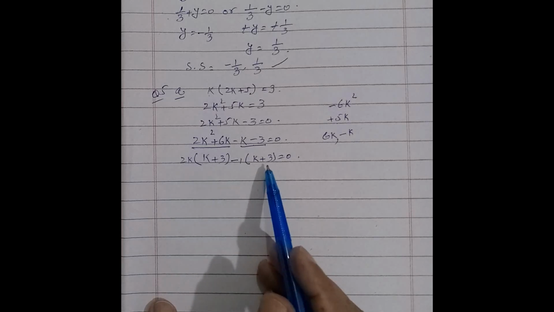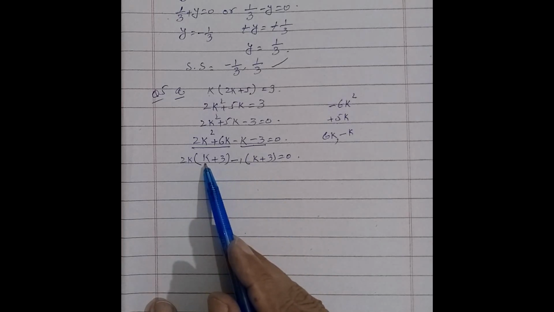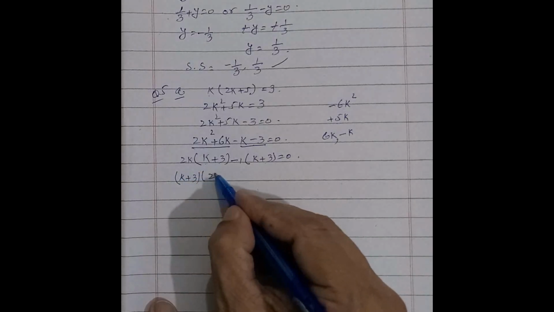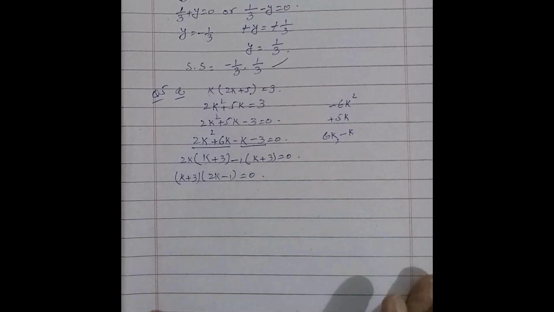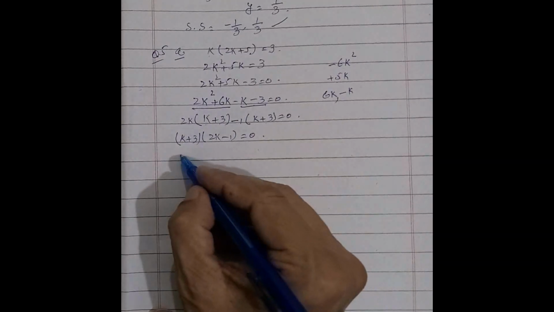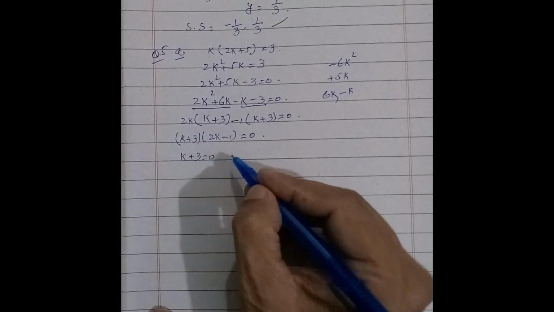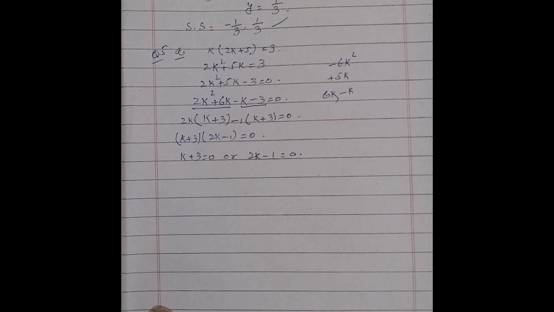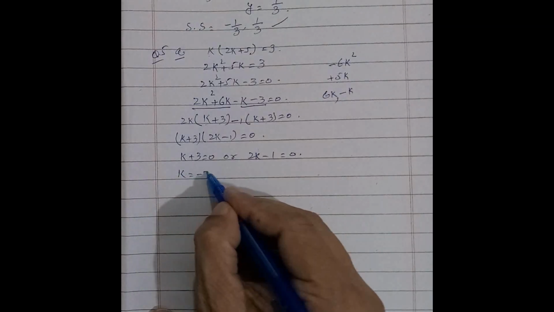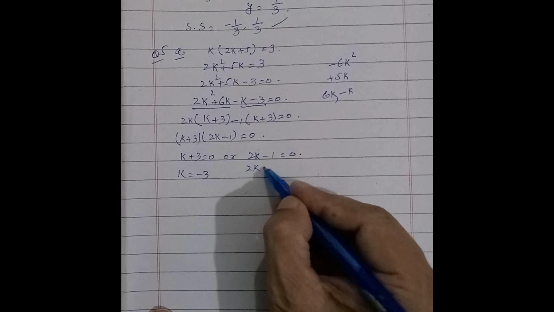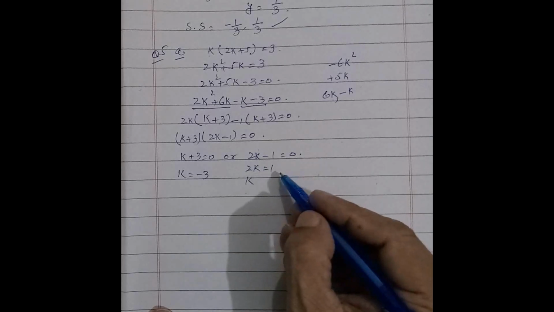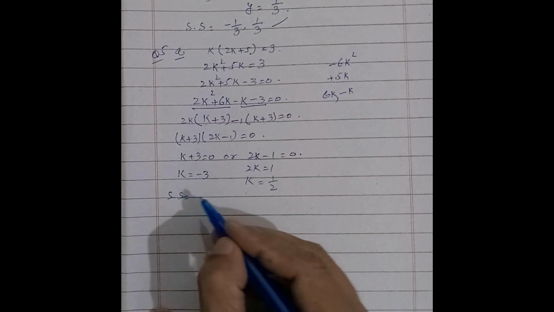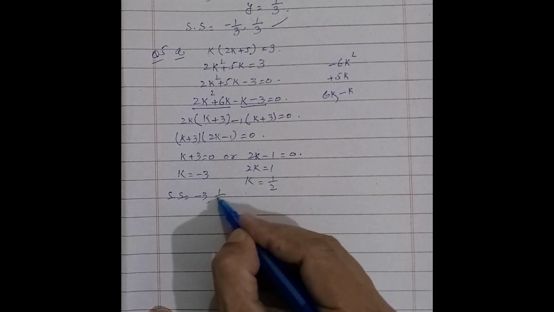Here k plus 3 and k plus 3, they are the same, so our question on this stage is correct. So next we take common k plus 3, and the other value is 2k minus 1 is equal to 0. Now we find the value of k plus 3 is equal to 0, or 2k minus 1 is equal to 0. Now we find the value of k is equal to minus 3, and the other value is 2k is equal to 1, and k is equal to 1 over 2. Hence solution set of this question is minus 3 and 1 over 2.